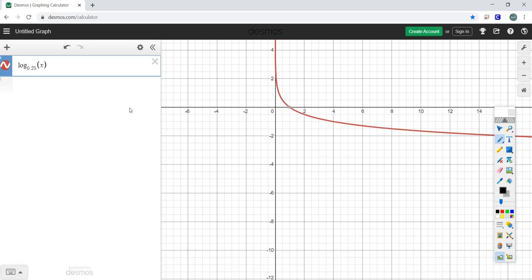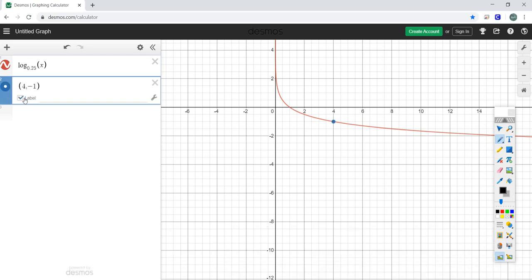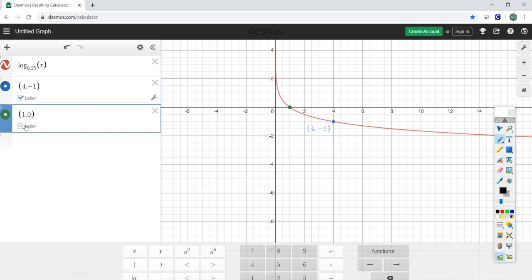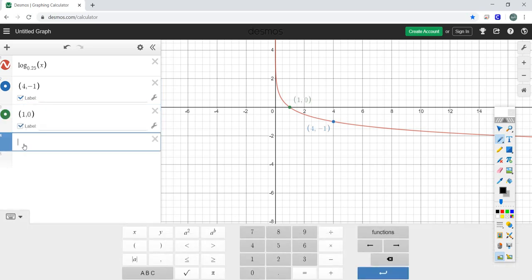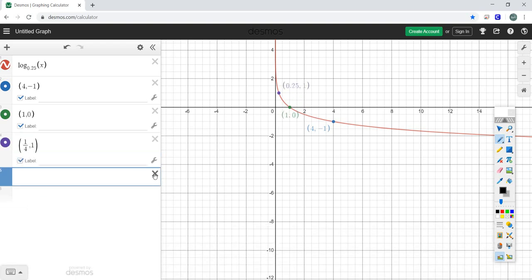This is going to be our function. So let's see those points that we get. We said that we have 4 and -1, right? That's one of the points. There we go. Let's label it. Second one for sure 1, 0. And the other point we got was 1/4, 1, right? There we go. We got all these points here together.